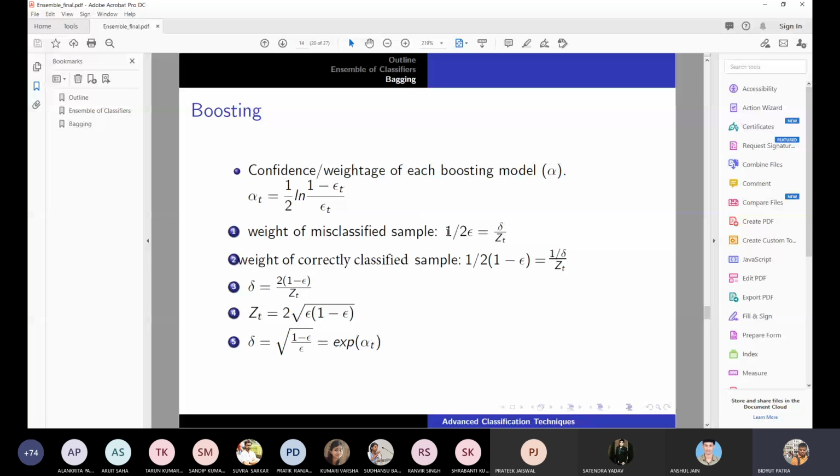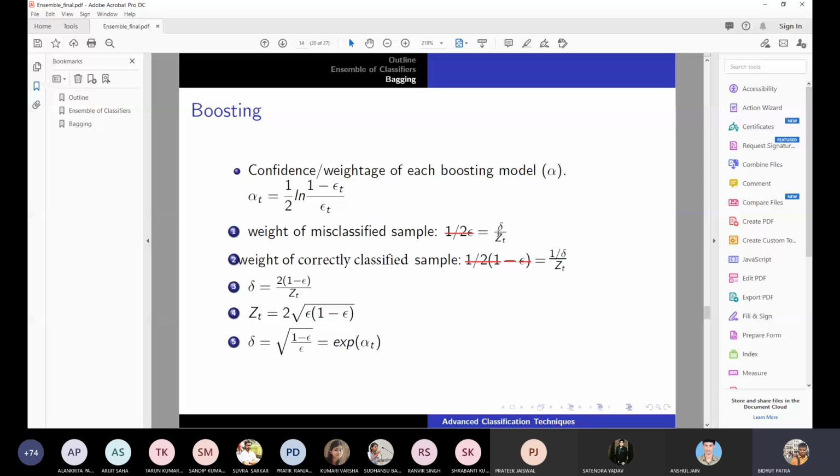So forget this one. Say suppose this part is not there. Now what we assign is that the weight for the misclassified sample is delta, and the weight for the correctly classified sample will be 1 by delta. Whatever the value of delta, this will be lesser than this one. So it will be 1 by delta.